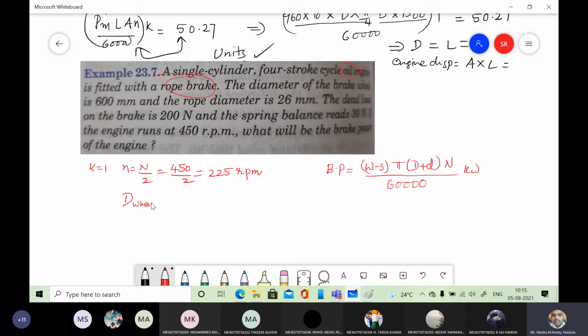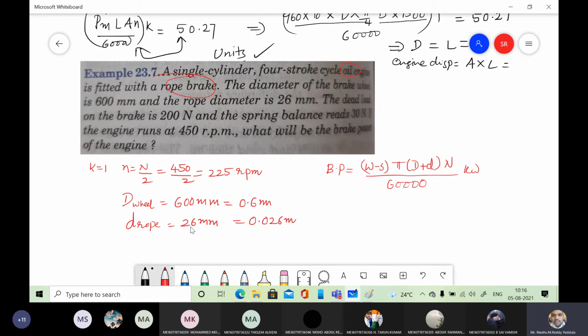Capital D. I am writing wheel because we will get confused between bore and this one. So capital D, the wheel, is 600 mm. Converting into meters, 0.6 meter. And the rope diameter is also given. Small d, rope, is 26 mm, that is 0.026 meter.